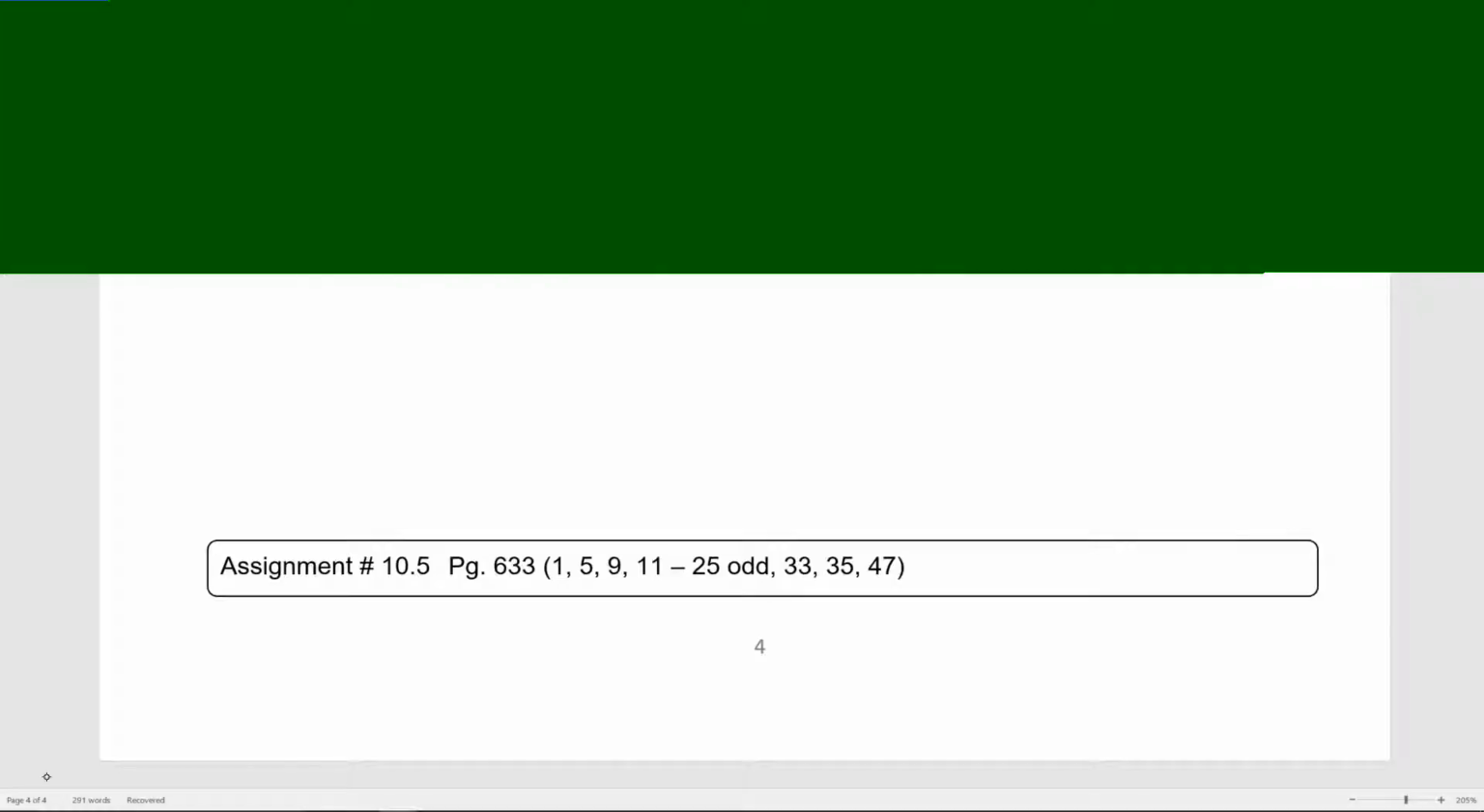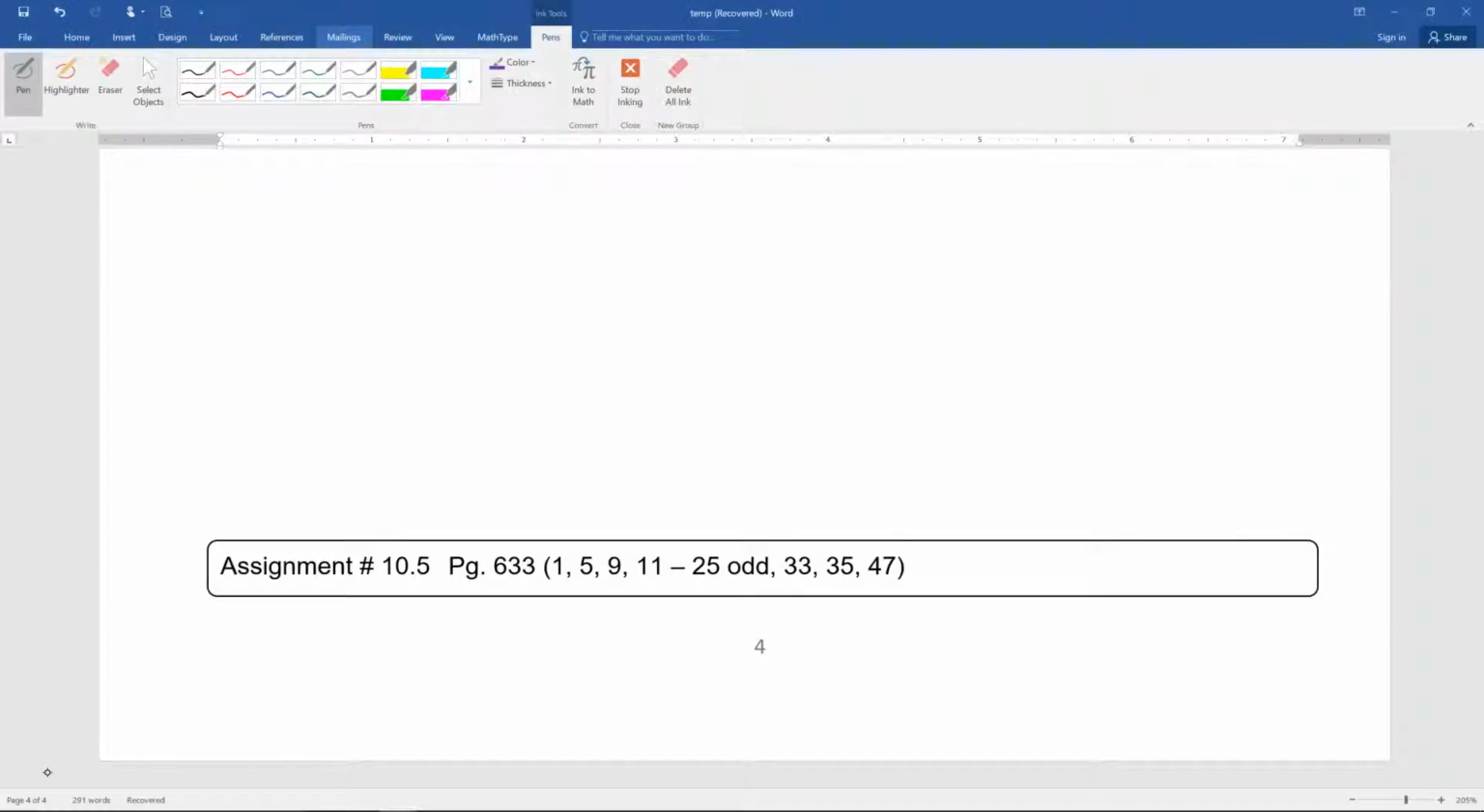So I'm going to modify the homework for tomorrow. I want you to do 1, 5, 9, just like it says here. And I also want you to do 11 and 13. And for all of them, ignore the instructions. I just want you to do expansion using Pascal's triangle. So just like what we did today.